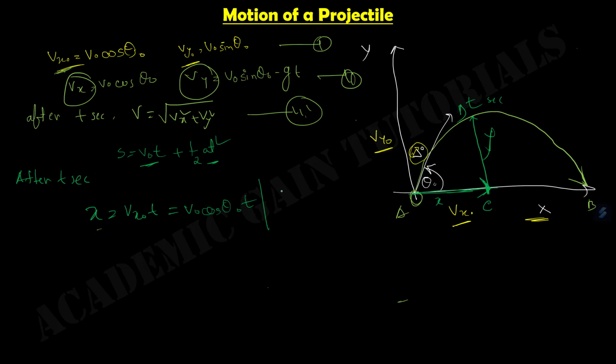So for t we can write this as x by v naught cos theta naught. And for the y-axis, the y component is vy naught, so we can write vy naught t plus, we know for the y-axis the acceleration equals minus g, so we can write this thing as minus half g t square.